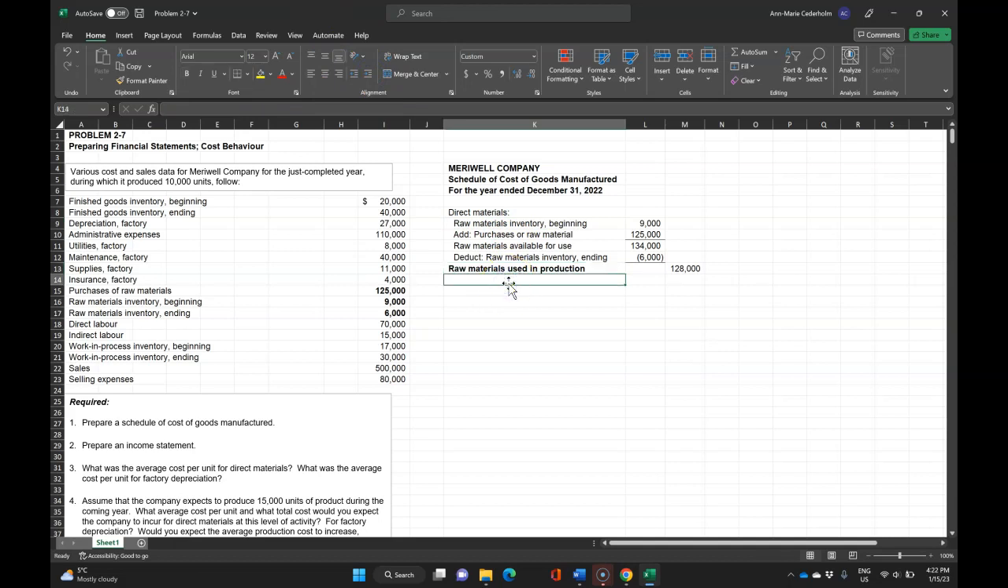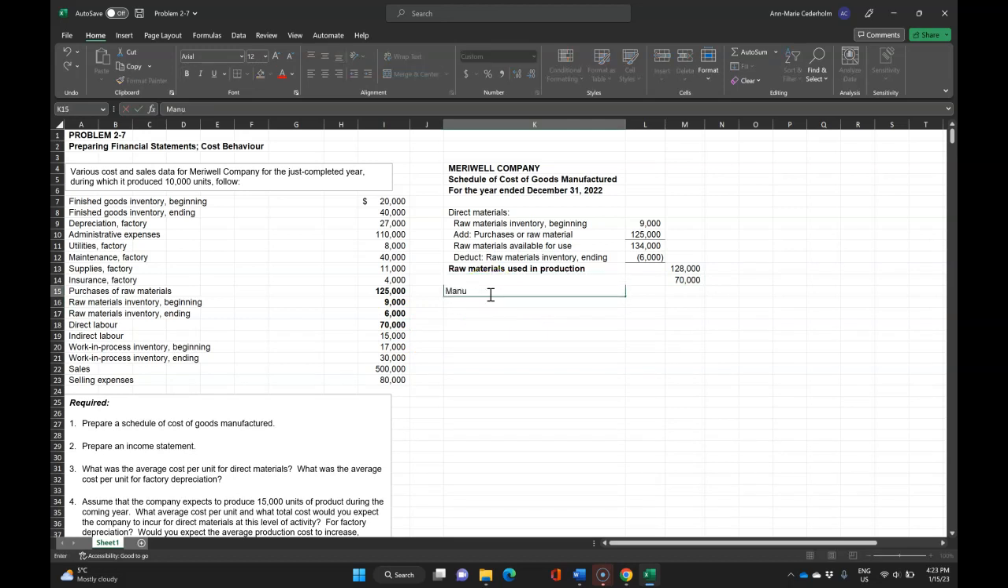Now the next number that I'm looking for is my direct labor. Remember, I don't have its own T account for direct labor, but you do have a wages payable account. So this is where you would remove your direct labor and you'd remove your indirect labor. So the direct labor here is 70,000. And now let's go ahead and figure out what all of our manufacturing overhead costs are. So remember, these are all of the indirect costs involved with making the product.